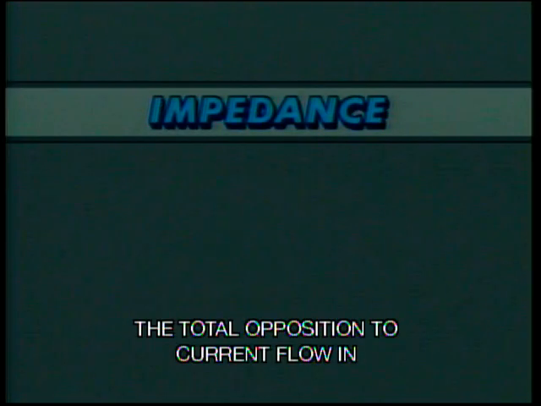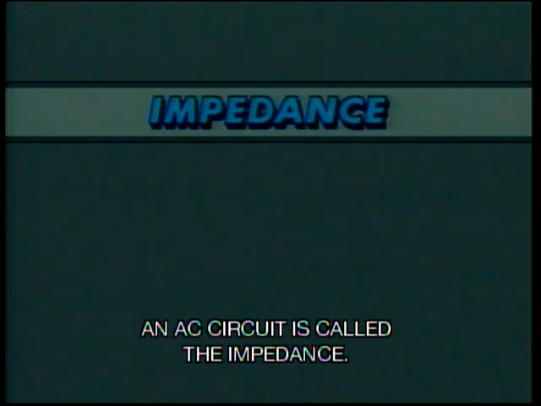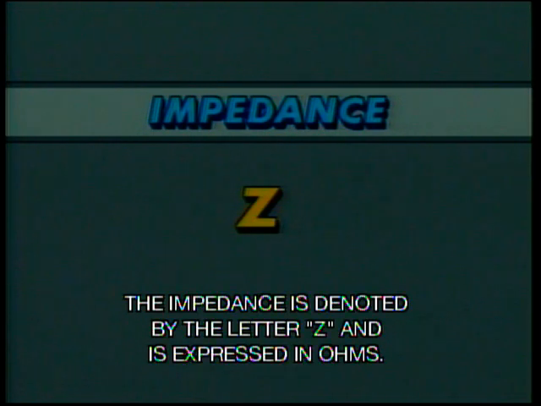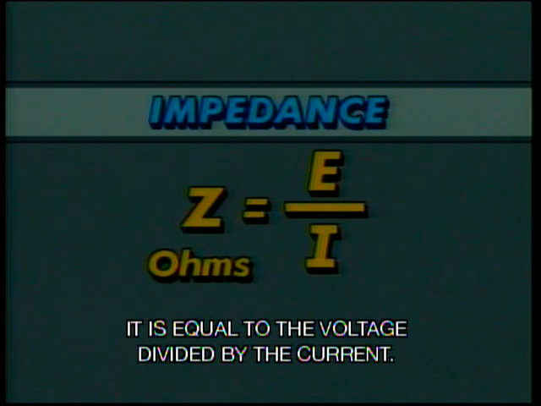The total opposition to current flow in an AC circuit is called the impedance. The impedance is denoted by the letter Z and is expressed in ohms. It is equal to the voltage divided by the current.